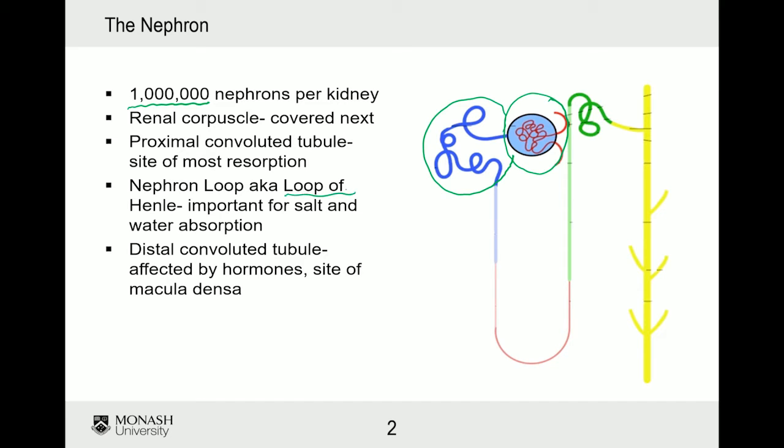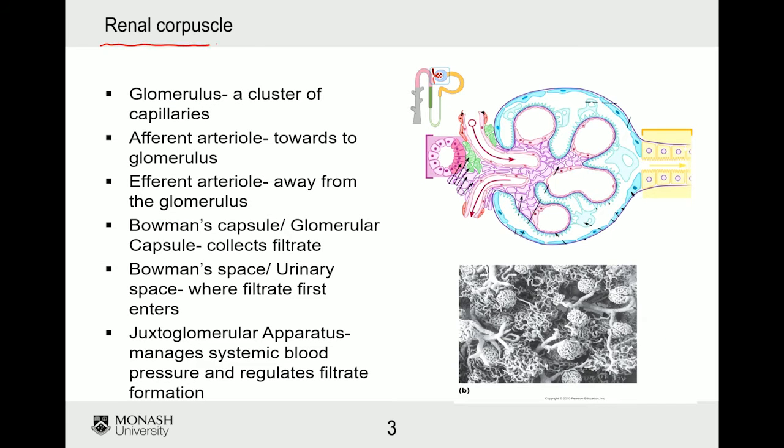Then we have the loop of Henle, which is also known as the nephron loop. It is the structure here that is a fairly straight U shape. It's important for salt and water absorption. Then we have the distal convoluted tubule, which actually starts a little bit lower than this diagram shows. As we'll see later, it runs next to the glomerulus. It's affected by hormones and is the site of the macula densa. The macula densa is part of the juxtaglomerular apparatus, a long name that we'll pull apart in the next slide. So let's have a look at the renal corpuscle.